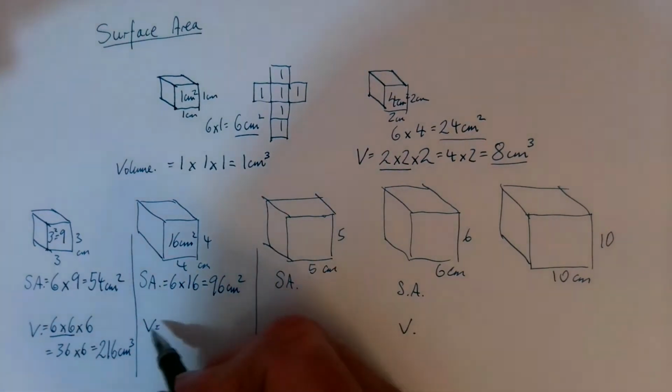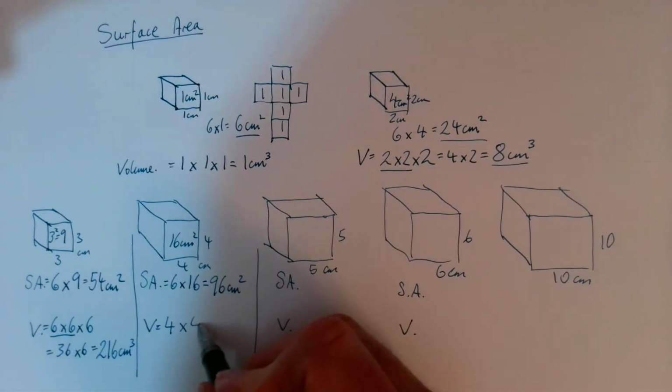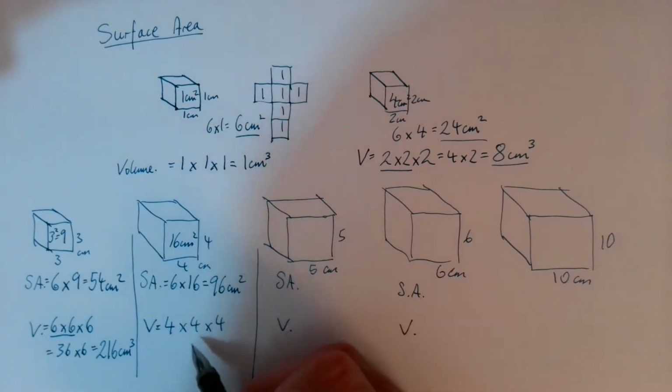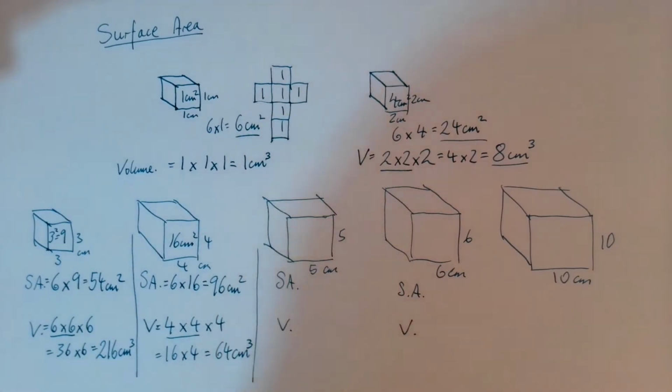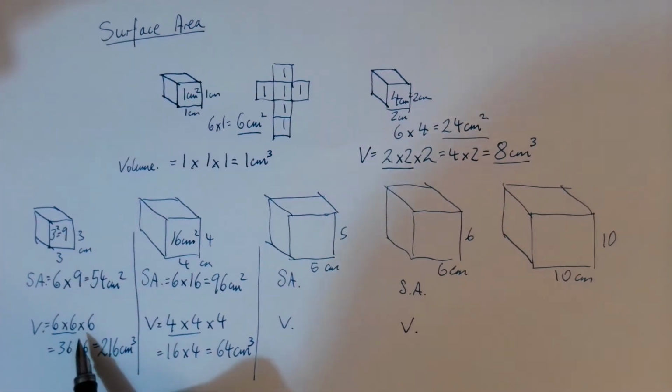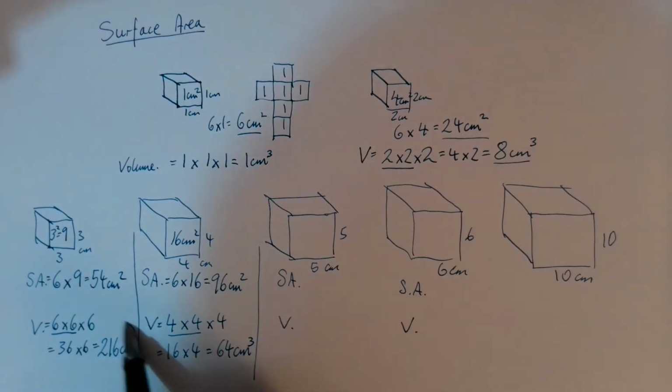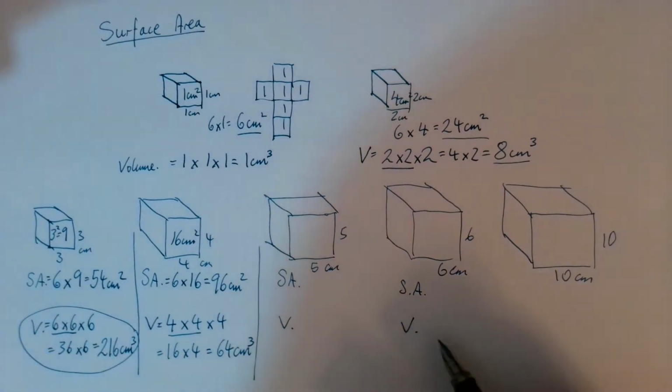Volume on this one is going to be 4 times 4 times 4. 4 times 4 is 16, times that by 4 gets you 64 centimeters cubed. I wonder if you've spotted my mistake that I made before. This is silly, isn't it? This 6 times 6 times 6 one is actually the volume for this one here, isn't it?